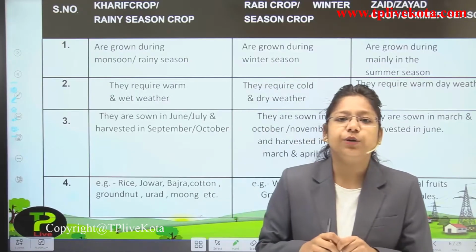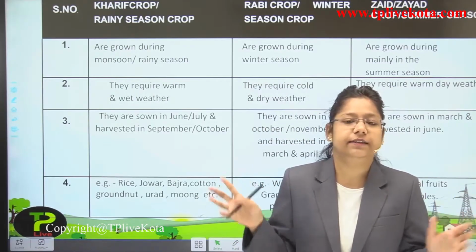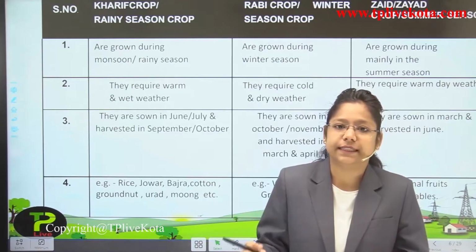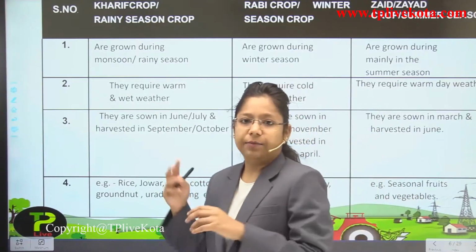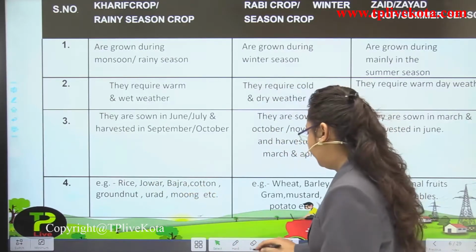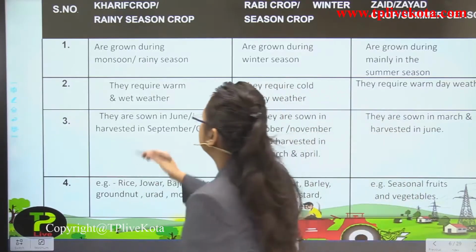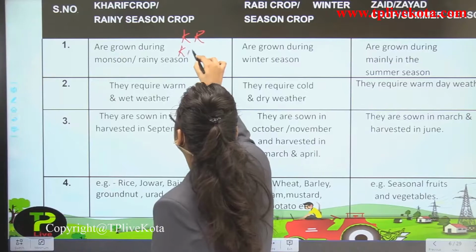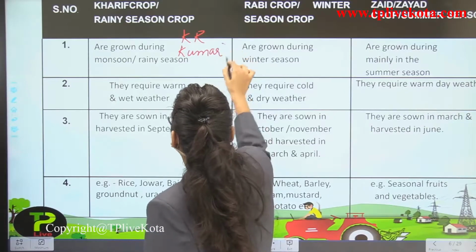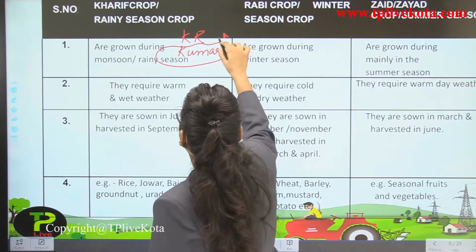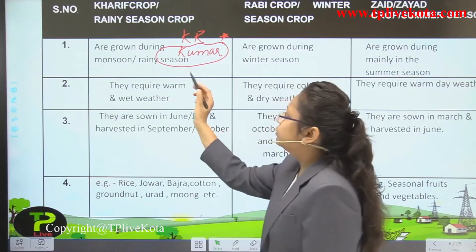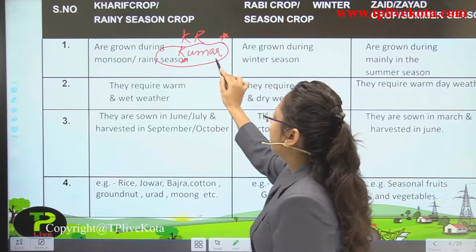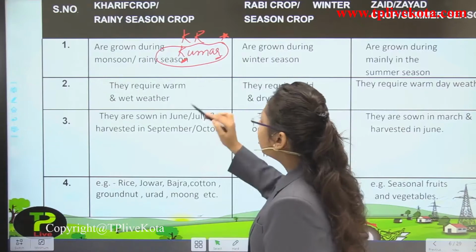Now I am going to tell you a trick for learning these crops related to their seasons. I am writing it over here in a short abbreviated form. You can understand this thing. K, R, and you can learn it as Kumar. This is a short trick for learning the crop related to season. K means Kharif and R means the rainy season.